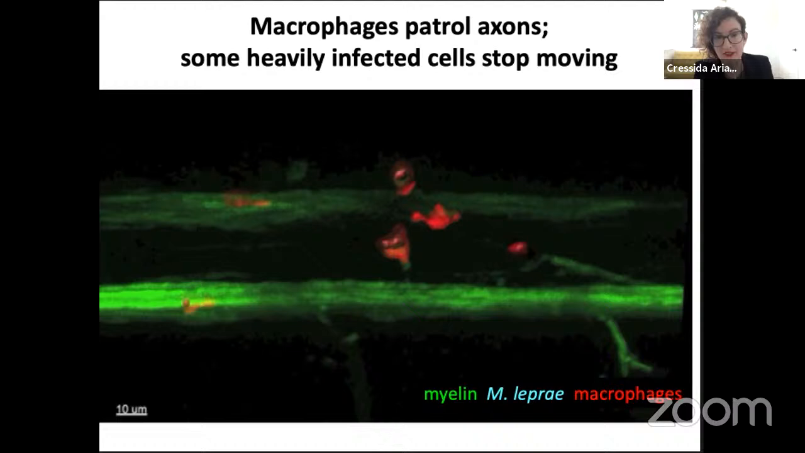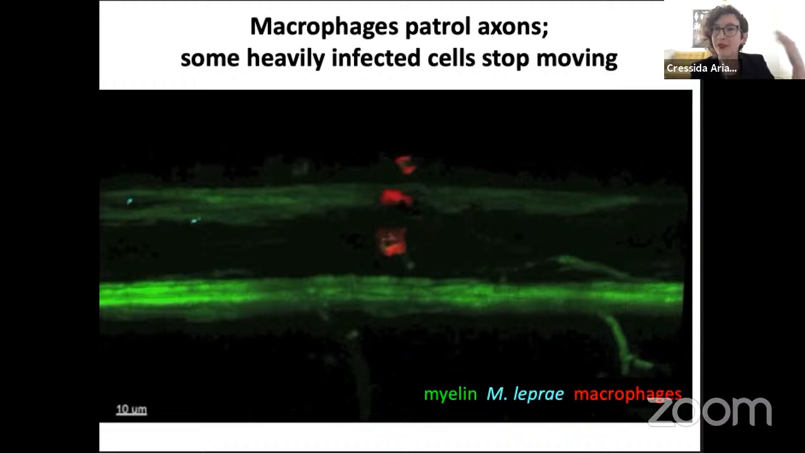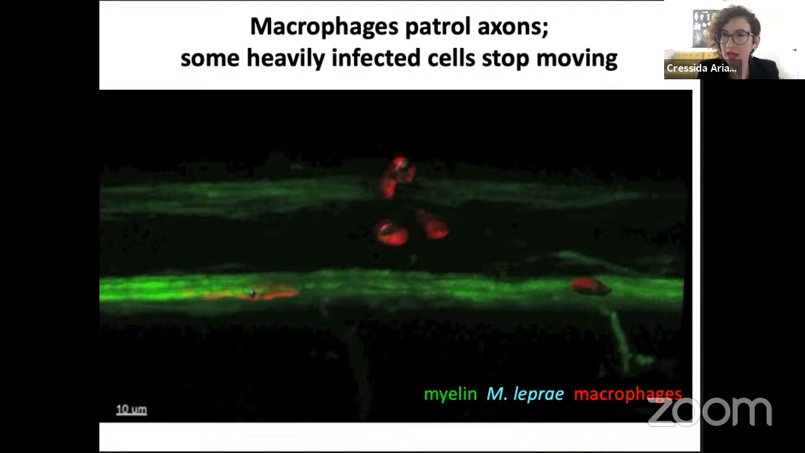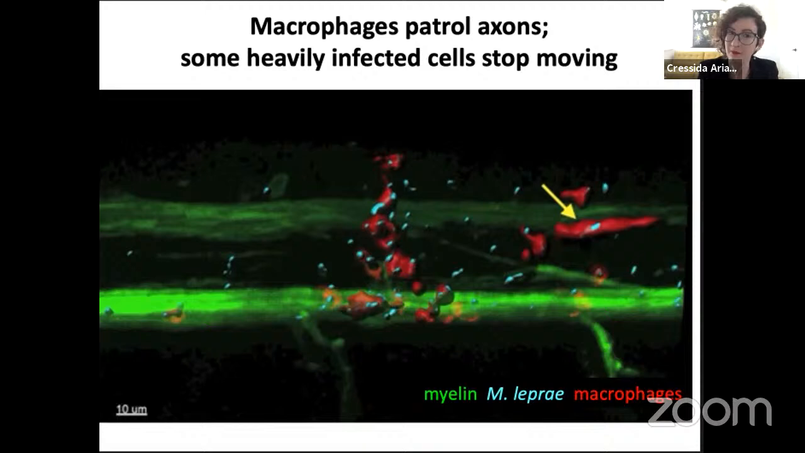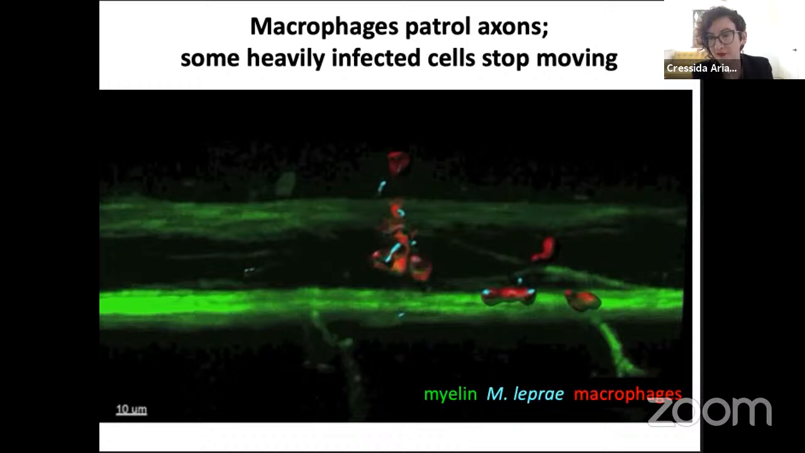And what I wanted to do with this experiment, this is a 12-hour time lapse, starting right after I injected the animal, I wanted to see how the macrophages responded to M. leprae in the context of a nerve infection. And so what we saw here, and we saw this every time, is that the macrophages are the cells that take up the leprae first, rather than any kind of neuroglia. It's the macrophages that first respond to leprae.